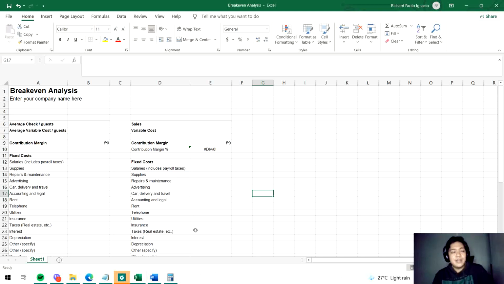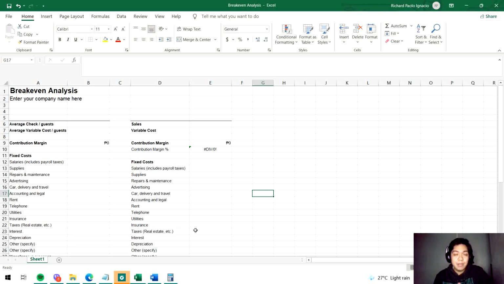We have to identify the break-even analysis in order for us to know gaano karaming guest ang aking kailangan iserve para kumita ng pera. Gaano kalaking pera ang kailangan kong makuha sa sales para malaman ko kung may kinita ba ako o hindi.